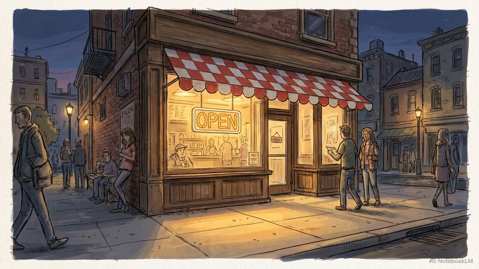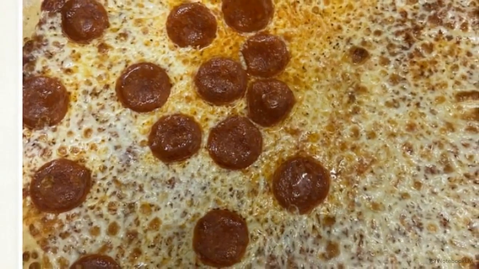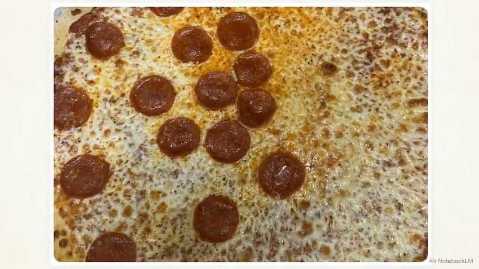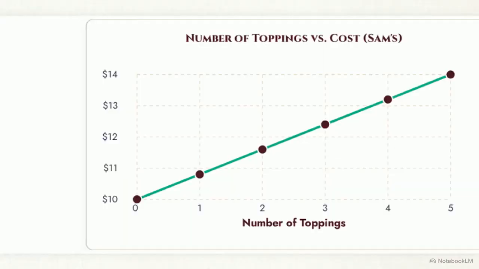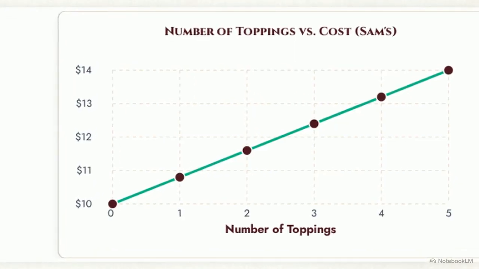To answer that, let's start somewhere simple: Sam's Pizzeria. Sam runs a very strict shop. A plain cheese pizza is exactly $10, and every single topping you add is exactly $1, no exceptions. This graph shows exactly how Sam's pricing works. A straight upward line maps the number of toppings to the total cost. Notice how every single dot lands dead center on our prediction line. 3 toppings is $13 every time.